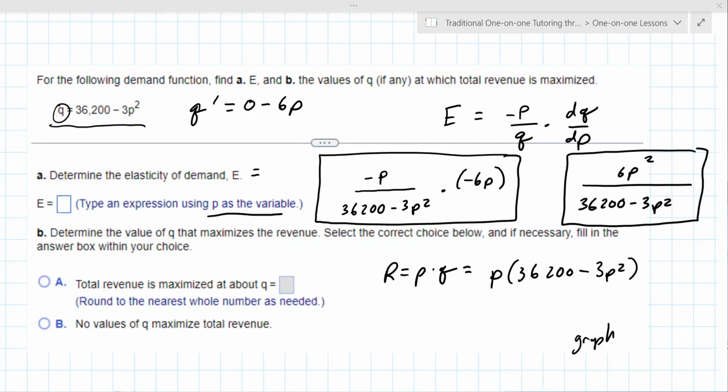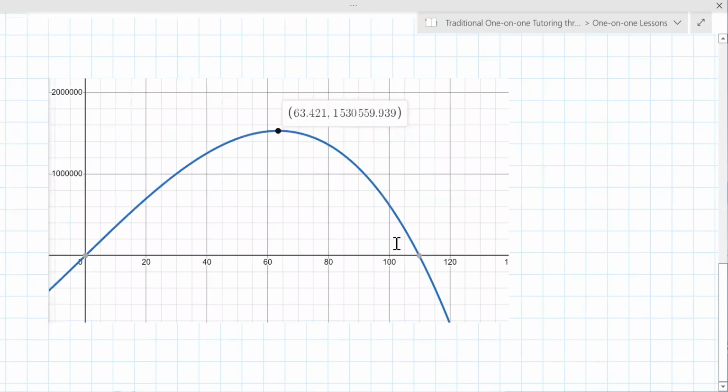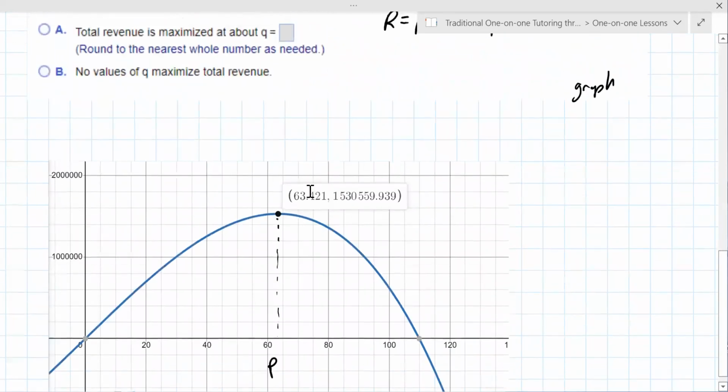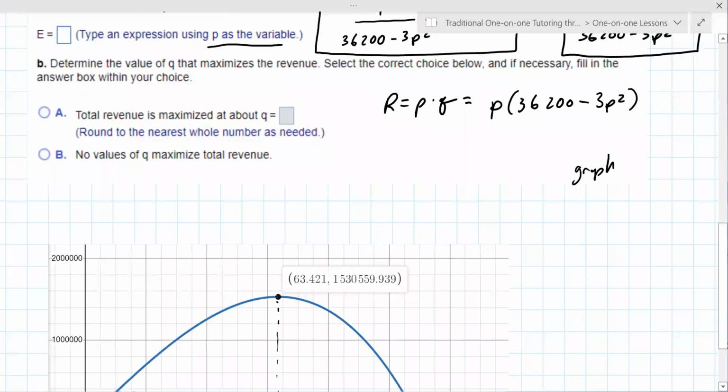Wow, it's really large. The revenues are really high in this problem. That's why I'm sort of just taking it back a little bit here. All right, so this is that graph that I mentioned. This right here would be your P, which we don't want. It wants Q. Q is the output.